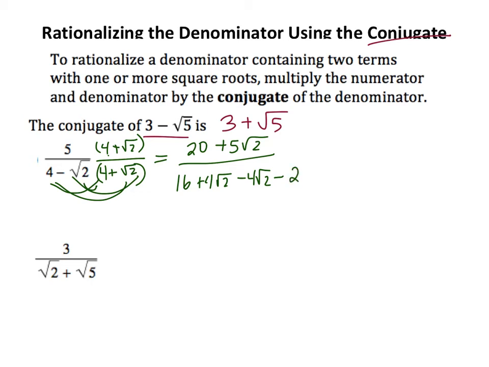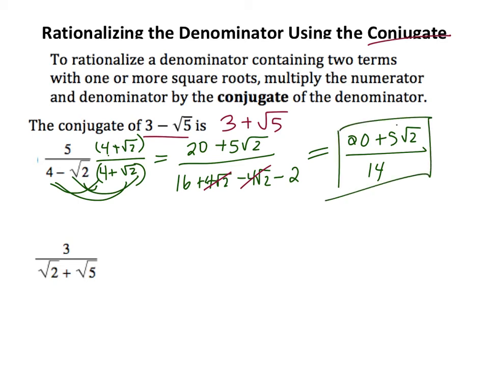From here, we'll just cancel what needs to be canceled or combine like terms. Positive 4 root 2 minus 4 root 2, those just cancel each other out, so that's gone. And now that I have no radicals in my denominator, I can just simplify this and then be done. So 20 plus 5 square root 2 over 16 minus 2, which is 14. I cannot simplify this further. If this 5 was even, then I could. Otherwise, we're good. Let me just fix that 2 real fast.